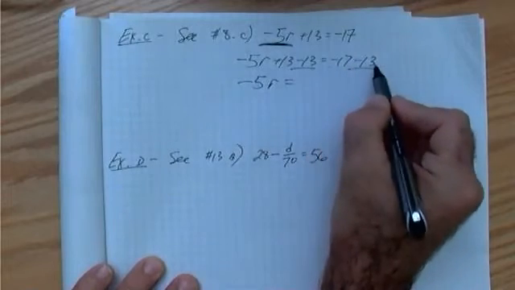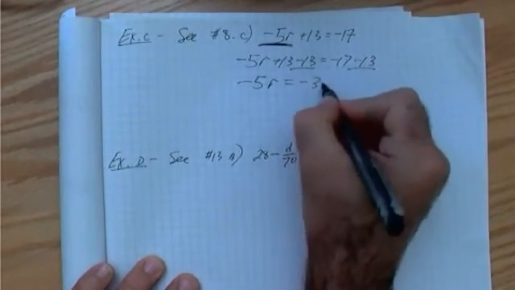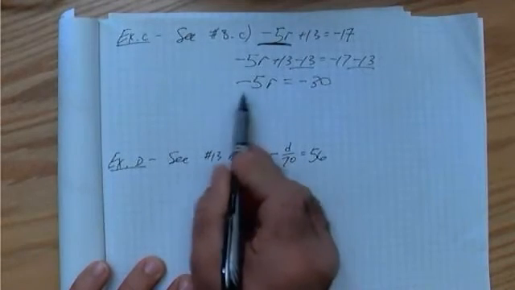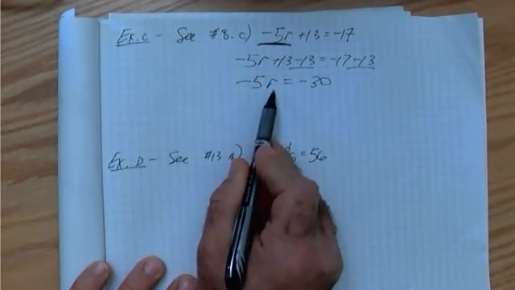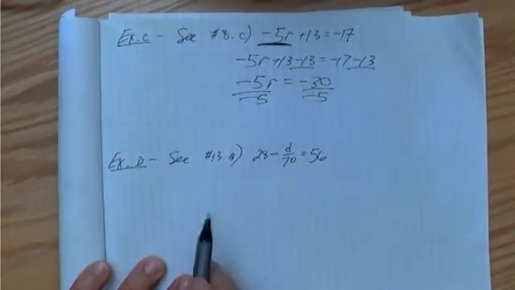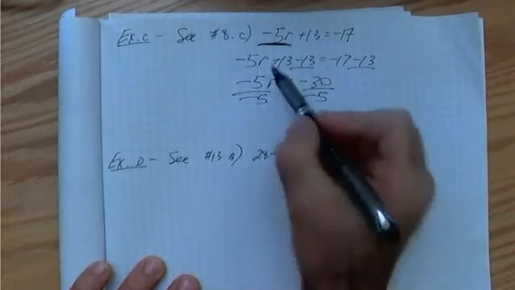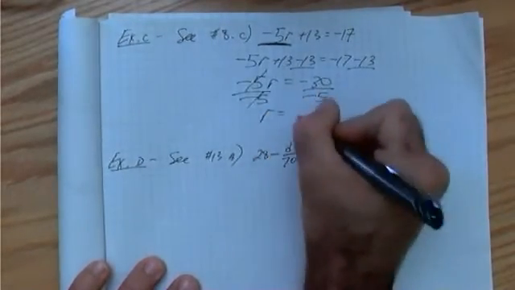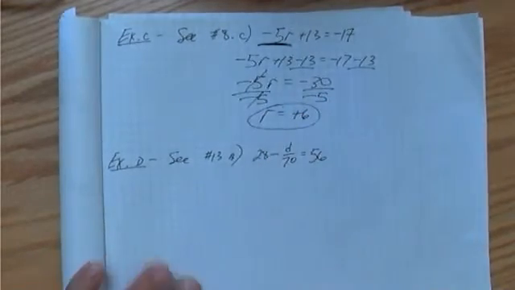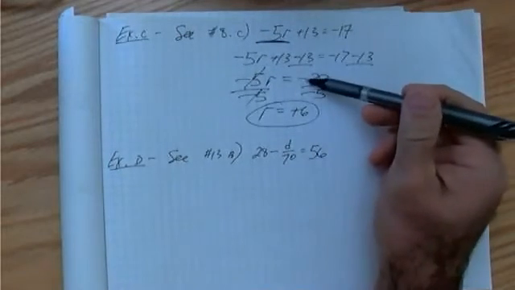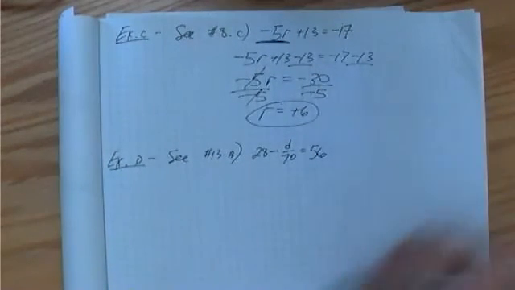Negative 17 subtract 13 more is going to leave us with negative 30. Now, I picked this one to show you because we do need to deal with this negative 5 times r. And that means both sides have to be divided by negative 5. Not just 5, but negative 5. So negative 5 divided by negative 5 is 1. And r is going to be equal to positive 6. Why positive 6? Because a negative divided by a negative is positive.